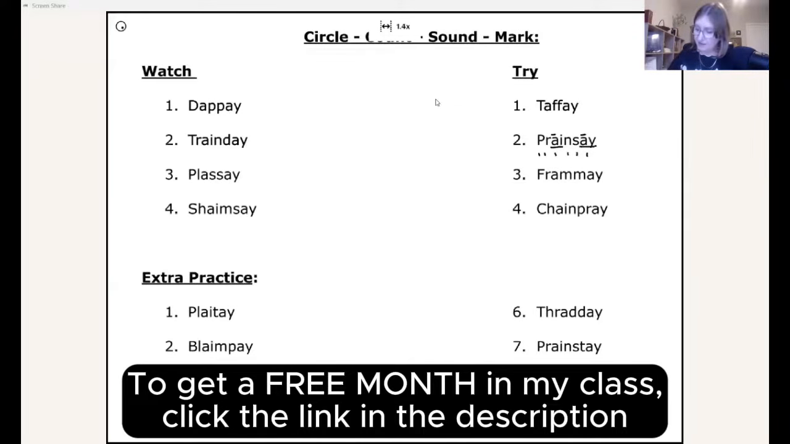Don't let a T slip in after that S. Make sure the S goes right into the A sound. So we know that AI says A in the beginning and middle of words. AY says A at the end. Our sounds are P, A, N, S, A. Blending those sounds.